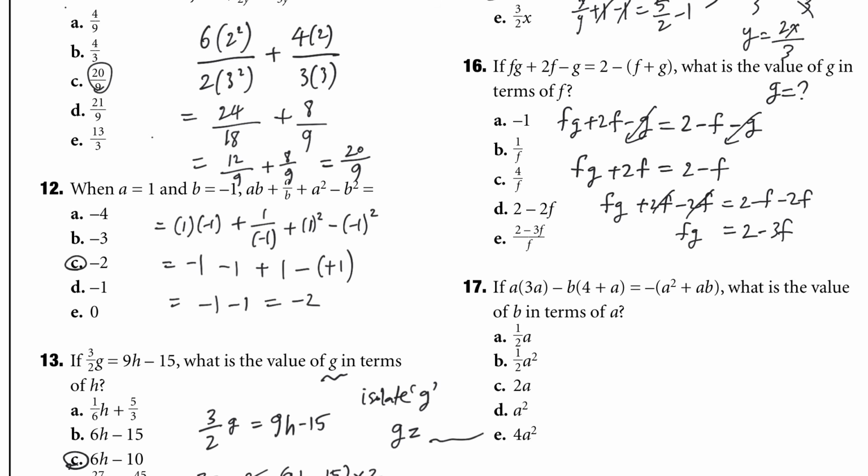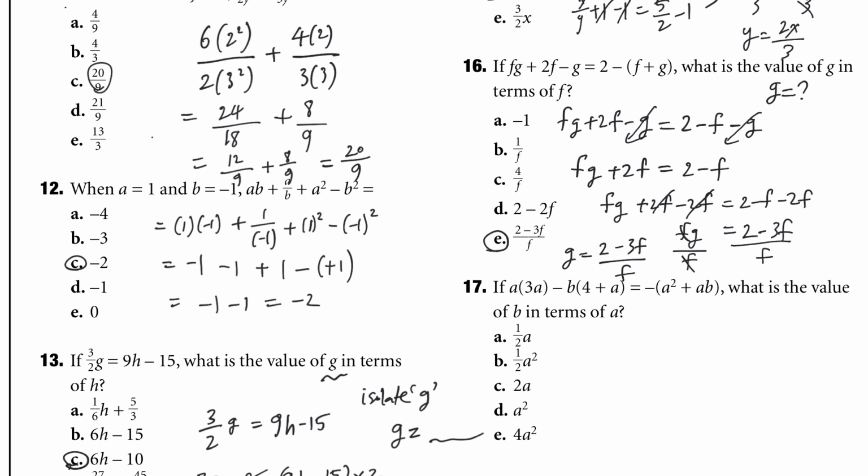How do I get rid of f? Well, it's the same thing that we've been doing. If we want to get rid of the f, we just divide both sides by f, because then they'll cancel. So now g is equal to 2 minus 3f over f. The answer is E.